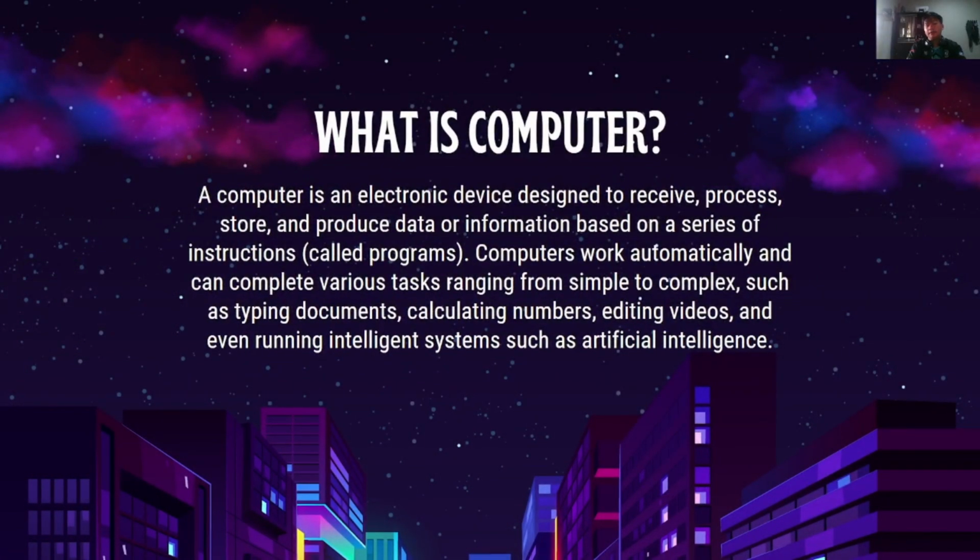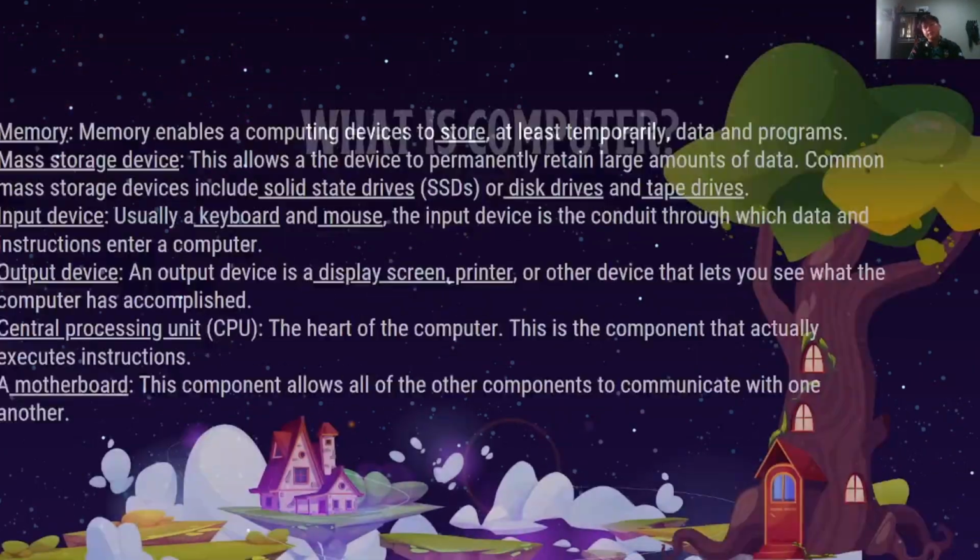Next, what is a computer? A computer is an electronic device designed to receive, process, store, and produce data or information based on a set of instructions or valid programs. A computer works automatically and can complete various tasks ranging from simple to complex, such as typing documents, calculating numbers, editing videos, and even running intelligent systems such as artificial intelligence.